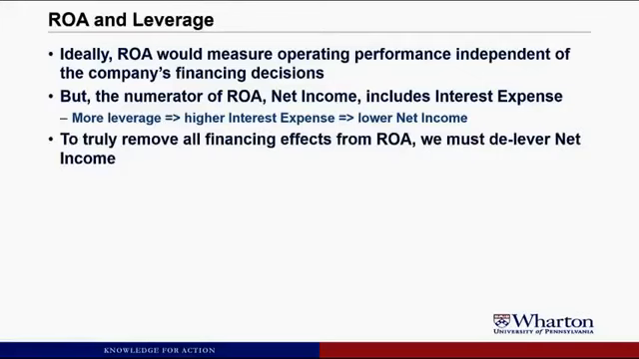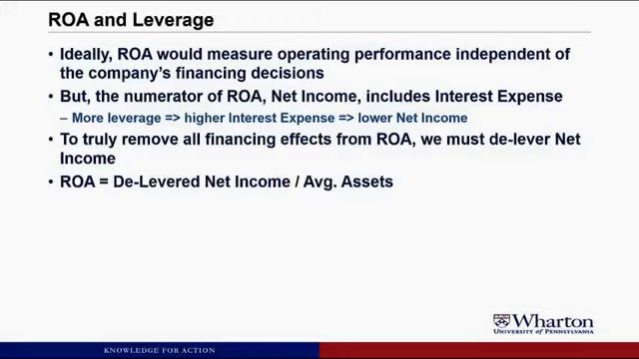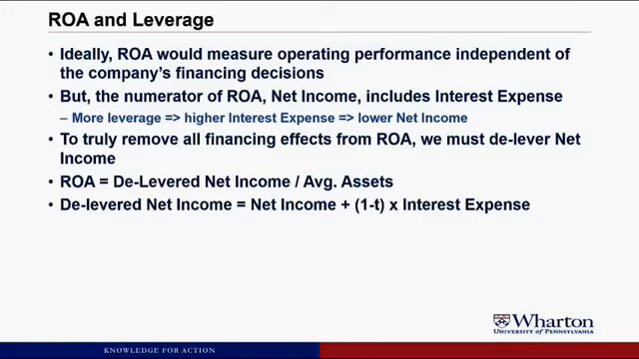So to remove the financing effects from ROA, we have to de-lever net income. So we're going to define ROA as de-levered net income divided by average assets, where de-levered net income is net income plus (1 minus t) times the interest expense, where t is the tax rate. So what we're doing is taking after-tax interest expense and adding it back to net income. Then when we use this de-levered net income as the numerator in ROA, we get a measure of operating performance that's not contaminated by the company's financing decisions.